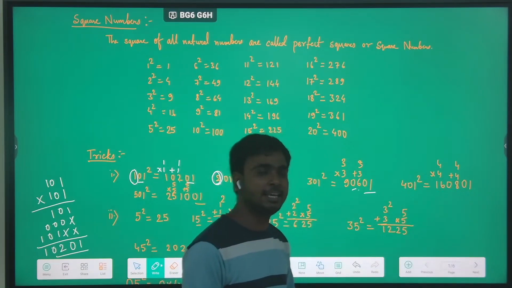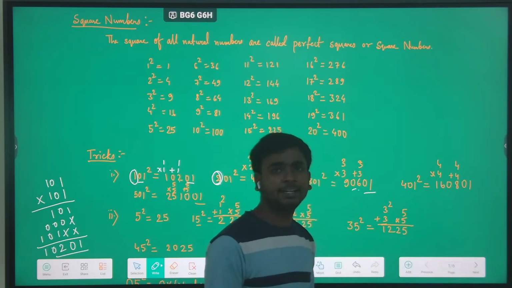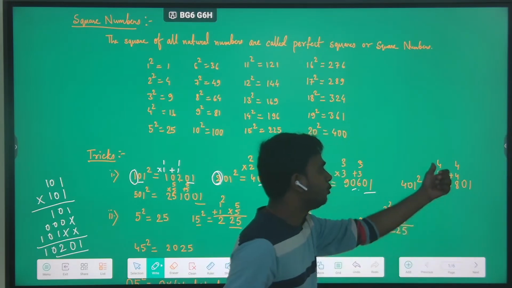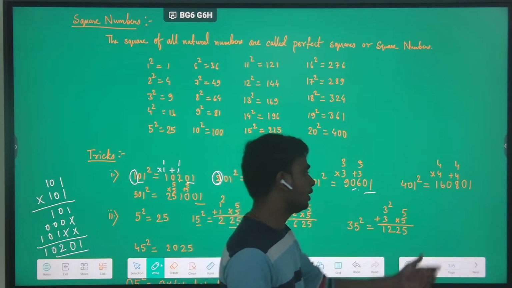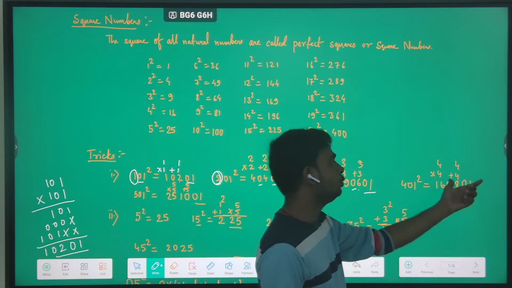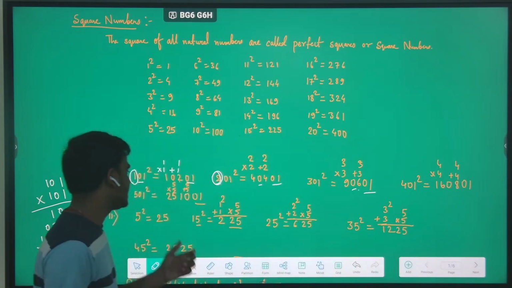This 01 will be the same. 4 plus 4 will be 8. This 0 will be the same. And 4 into 4 will be 16. So what we will get? We will get 160801. Now, a special case.